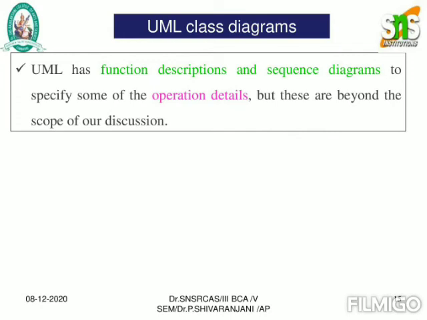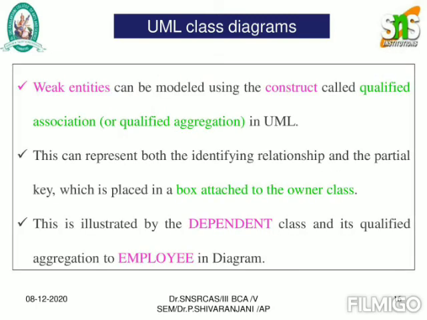Next we'll discuss weak entities. Weak entities can be modeled by using a construct called a qualified association or qualified aggregation in UML terminology. This represents both the identifying relationship and the partial key, which is placed in a box attached to the owner class. This is illustrated by the dependent class, which has a qualified aggregation to an employee in the diagram.